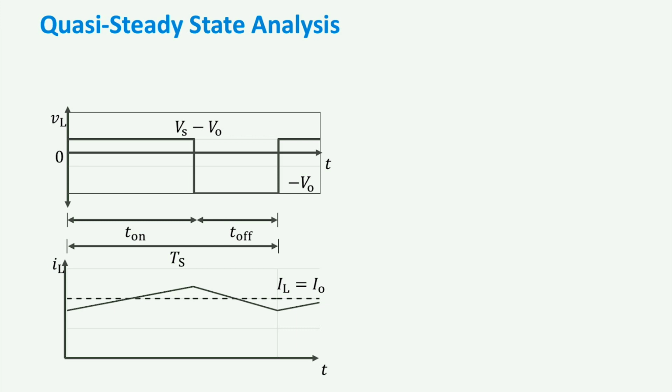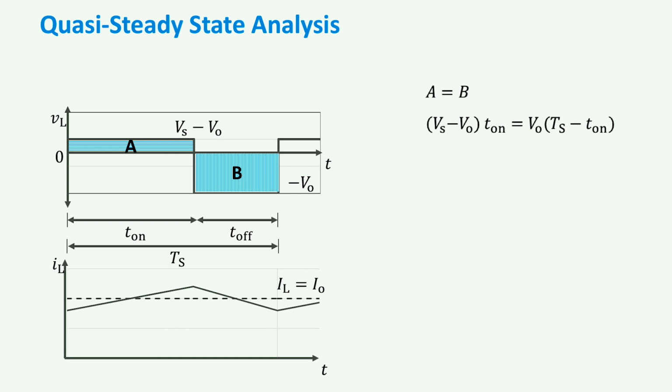In a graphic interpretation, this implies that the surface underneath the voltage curve when the switch is on must be equal to the area when the switch is off and the diode conducts. So we can set these areas equal to each other and calculate the output voltage.